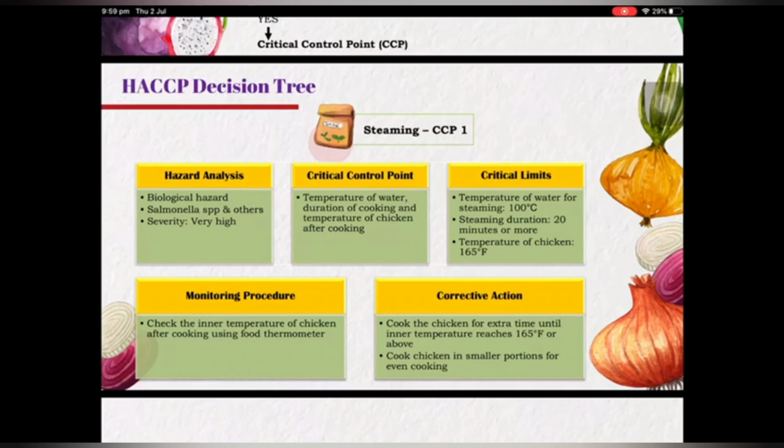Next, the monitoring procedure for this step is to check the inner temperature of the chicken after cooking using a food thermometer to make sure that the inner temperature reaches 165 degrees as stated in the critical limits. And lastly, the corrective action for this step is to cook the chicken for extra time until the inner temperature reaches 165 degrees Fahrenheit or above, or cook the chicken in smaller portions for even cooking.